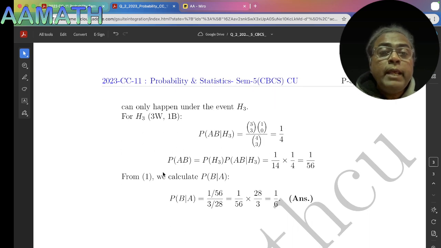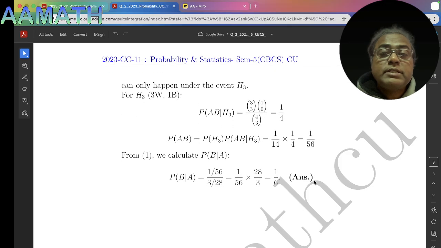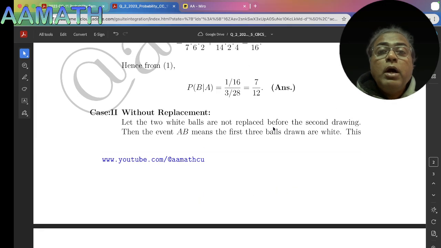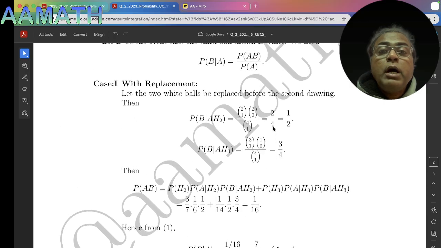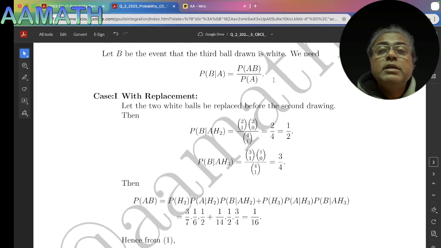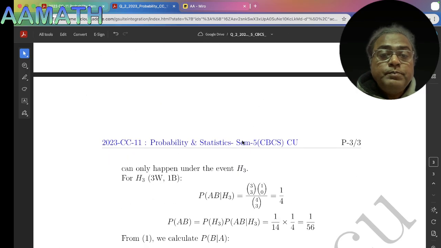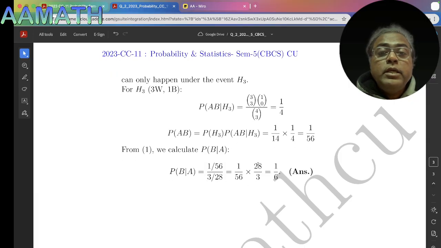So probability AB is equal to probability of H3 into probability of AB by H3. So we get 1 by 56, and from this result we get probability of B by A equal to 1 by 6.